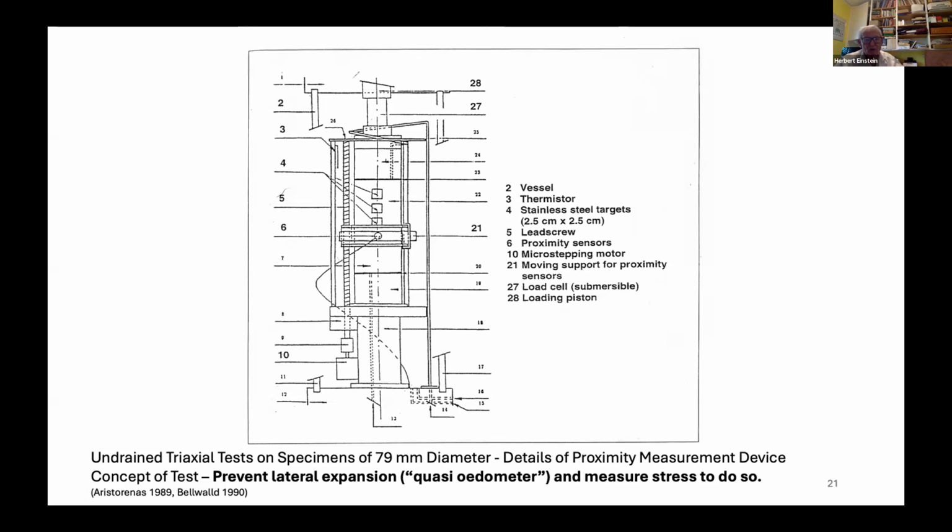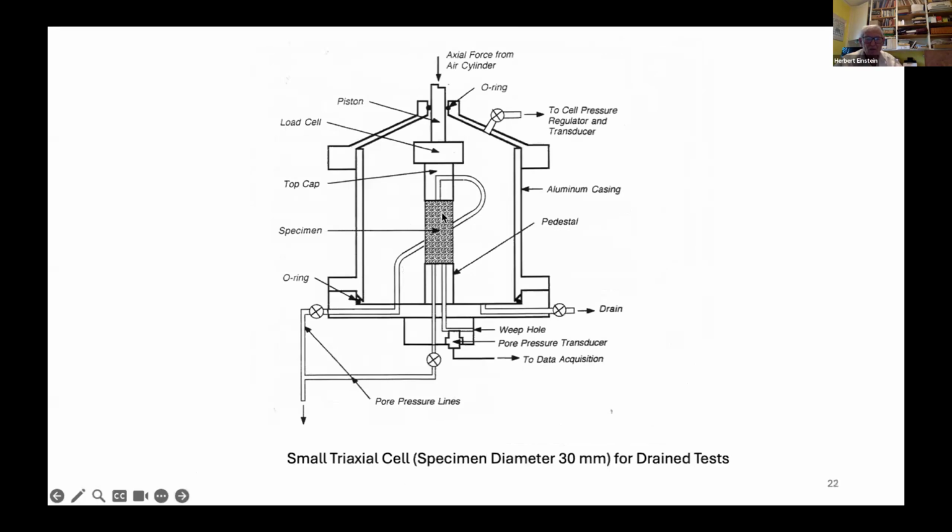So this is for undrained, and then here we have drained. We needed to do a different type of test because with the same size sample for the undrained, this would last much too long. So we do drained and undrained.